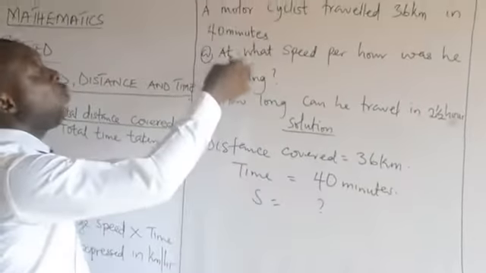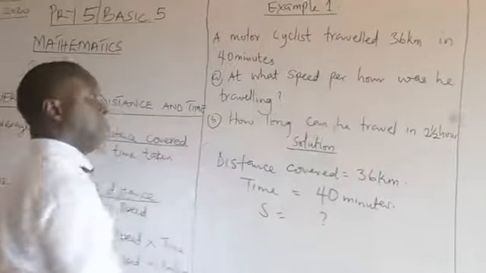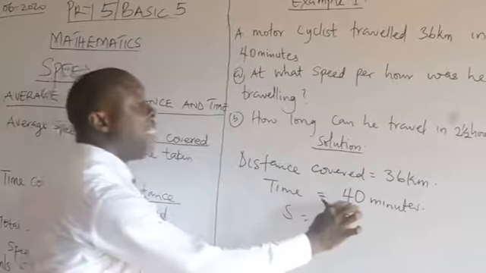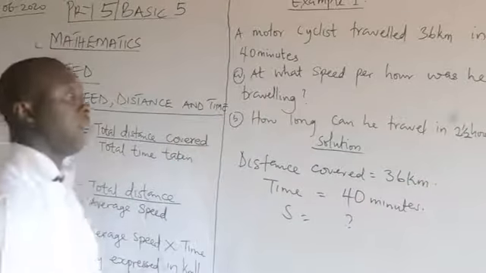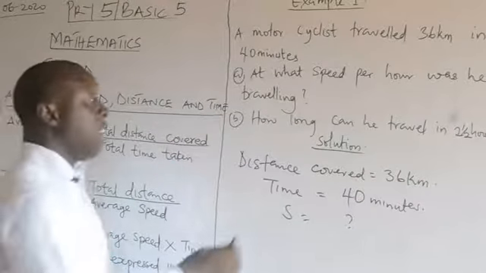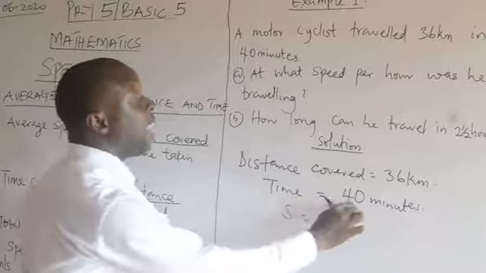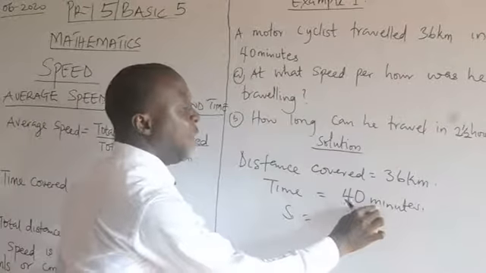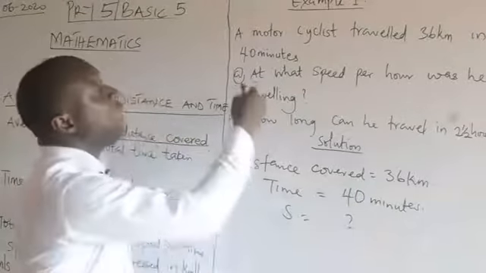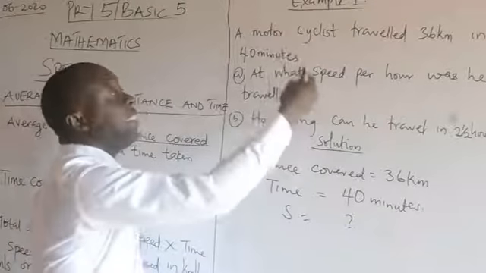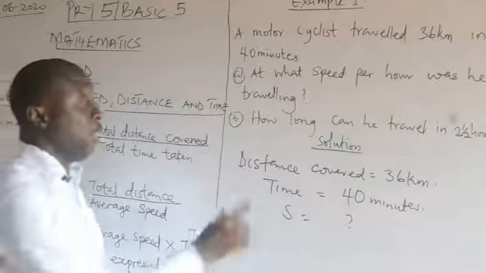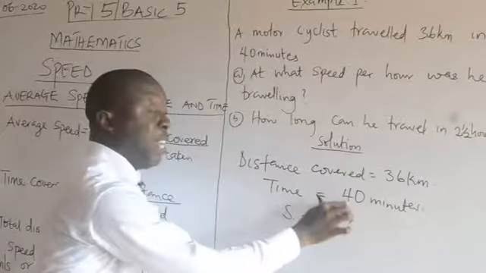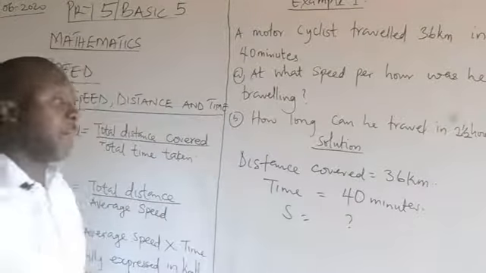The question says, at what speed per hour? That is, we are expected to convert this time given to us in minutes to hours before we start our calculation. The first thing we must do is to convert the time. The time is given in minutes. But from the question we are asked at what speed per hour he was traveling. That means we are expected to convert this time given in minutes to hours.